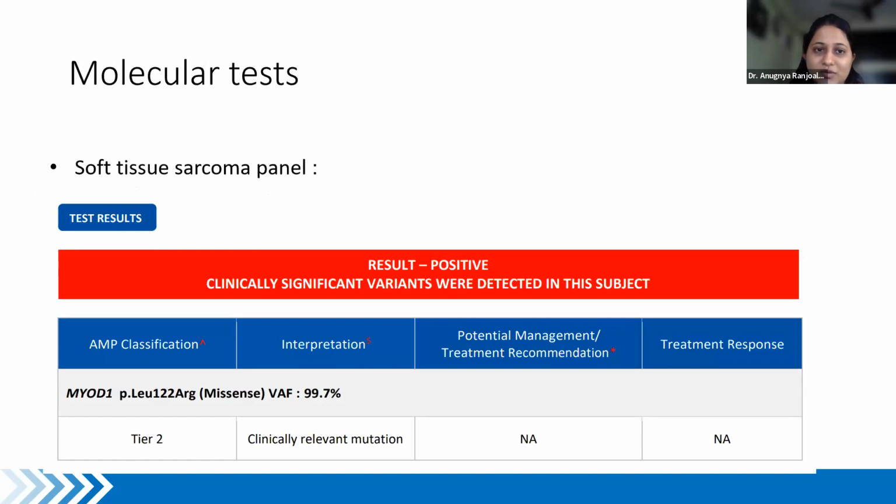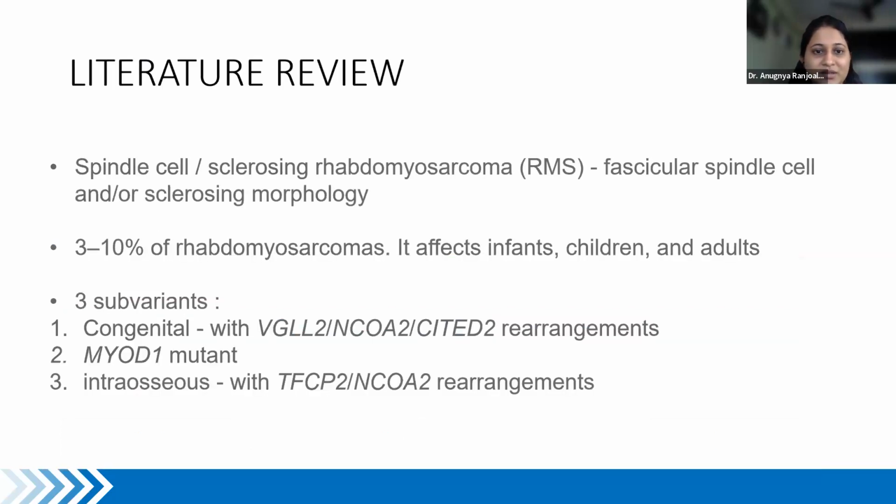A diffuse NGS panel was done, which included a MyoD1 mutation panel, SNVs, and also a fusion gene panel. In the fusion gene panel, they ruled out PAX3-FOXO1 gene fusion, which was negative, and they found a MyoD1 missense mutation with a variant allele fraction of 99.7%. So the molecular NGS panel was also supporting our immunomorphological diagnosis. Now, just a little literature review.